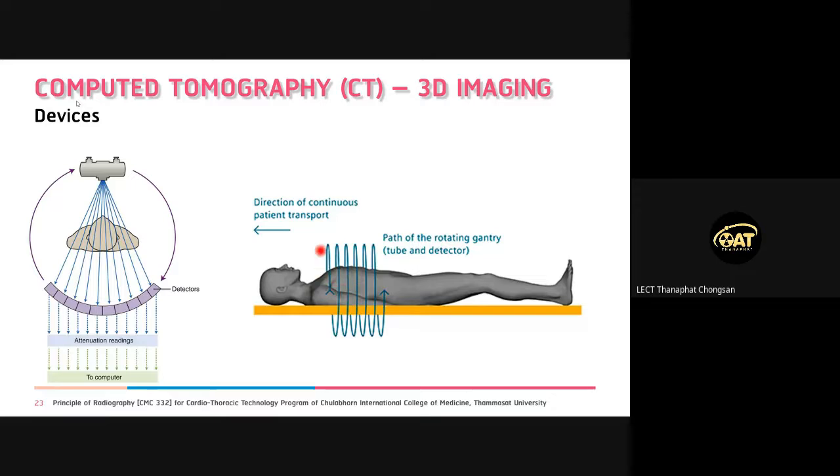The blue line represents the pathway of the X-ray tube around the patient. At the same time, the couch will move into the gantry. The line is a spiral.